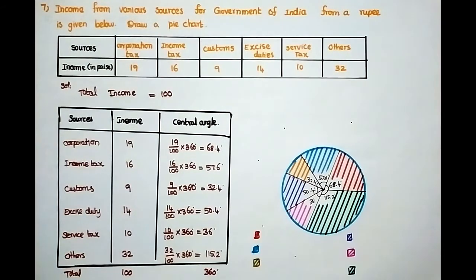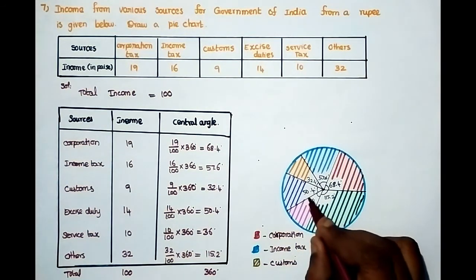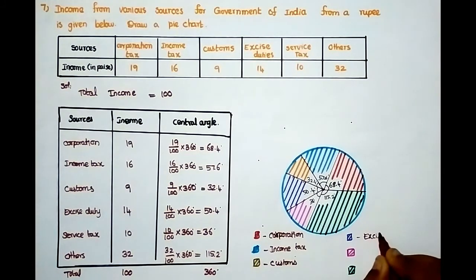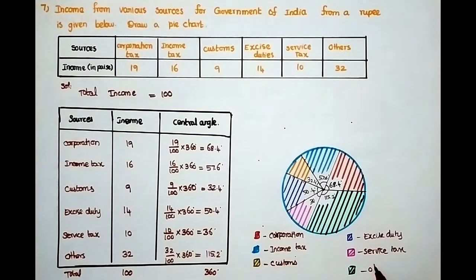Now shade this one. Now write down that red color, that is corporation tax. Next one, income tax. Next one, customs, orange color. Next, blue, 50.4 degree, that is excise duty. Next one, service, and then others. That is the answer.